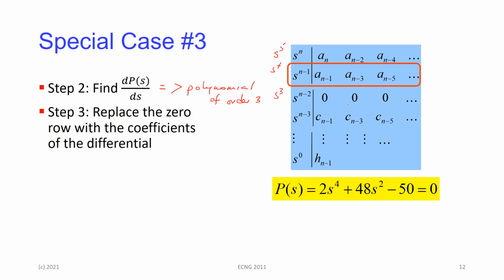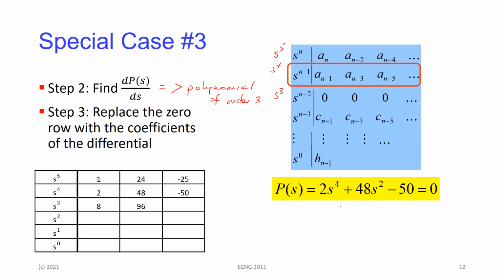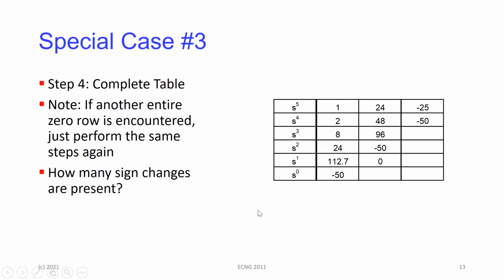S cubed is a row that has all the zeros. So by using the auxiliary polynomial here, I'm going to get a new S cubed row that will not have zeros in them. So the differential of that, of course, is if you find dP/ds, this is 8s cubed plus 96s, right? Of course, this will drop out. Notice the coefficients now for the S cubed row will be 8 and 96. And then you try to complete the rest of the table here, right? So you go on and you complete everything inside of here.